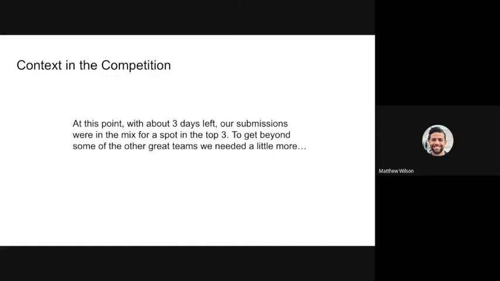So at this point in the competition, we were in the mix for a spot in the top three, but we needed a little bit more to get beyond some of the other great teams. So with about 3 days left, we had this idea for adjusting our predictions, which I'm going to tell you about now. Because we came up with this idea pretty late in the competition, it's a little bit unpolished, and there's probably ways to improve it. But we can talk about those a little later.